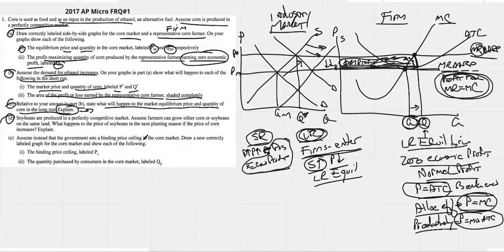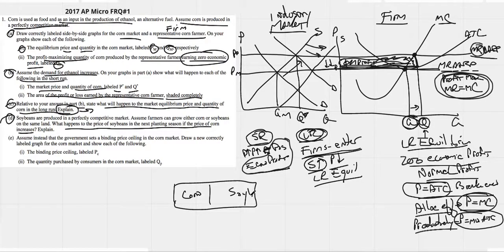Soybeans are produced in a perfectly competitive market. Assume farmers can grow either corn or soybeans on the same land. What happens to the price of soybeans in the next planting season if the price of corn increases? So this is just easy to show. Here's my field. I got half of it corn, I got half of it soybeans, right? And then it looks like the price of corn goes up. So these are jointly or competitively supplied goods.